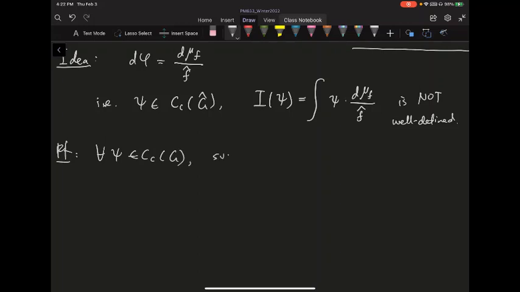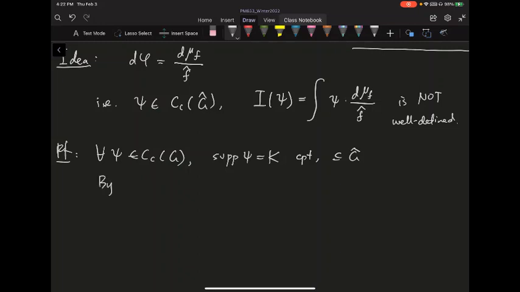So we know the support of psi is going to be compact. Let's just say it is equal to K. That's compact inside the G hat. So by the second technical lemma, I can always find some f which is positive and compactly supported, so that its Fourier transform is strictly greater than 0. So its support contains the support of this psi.